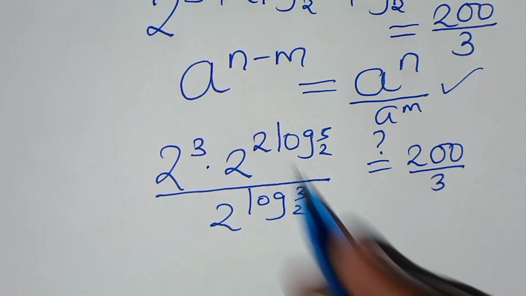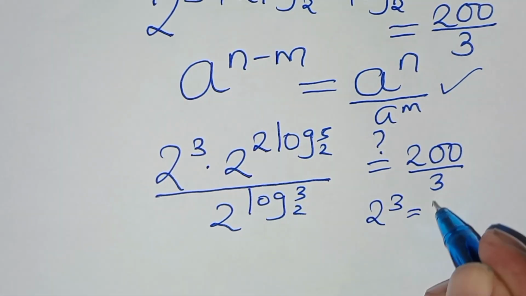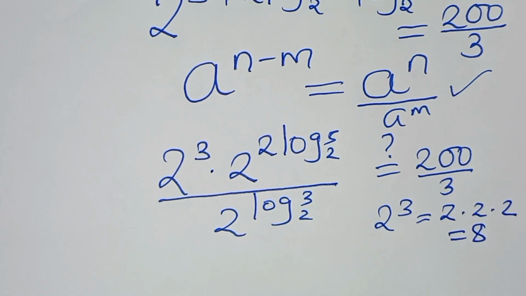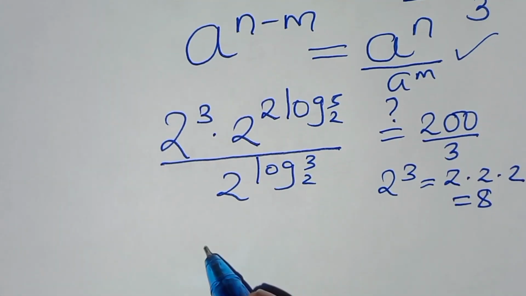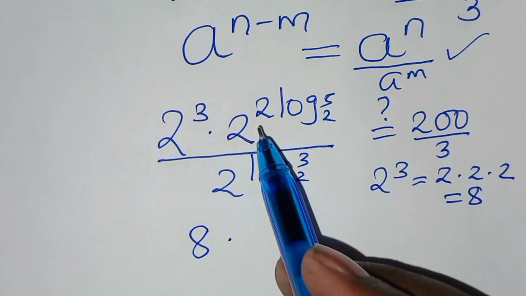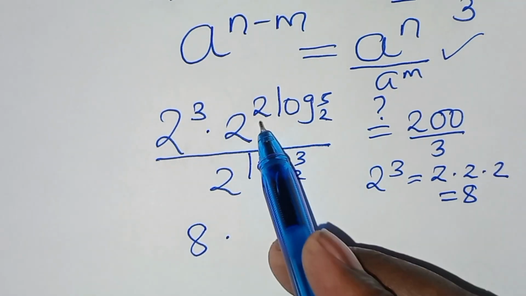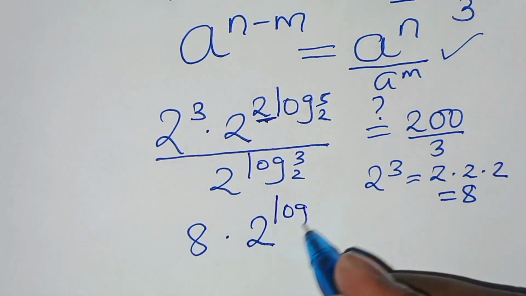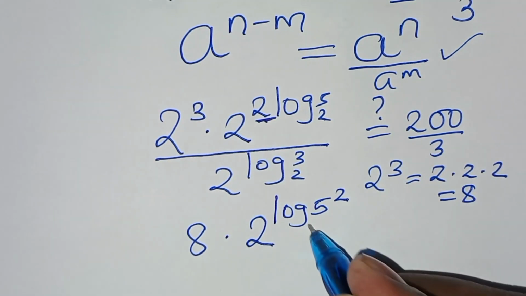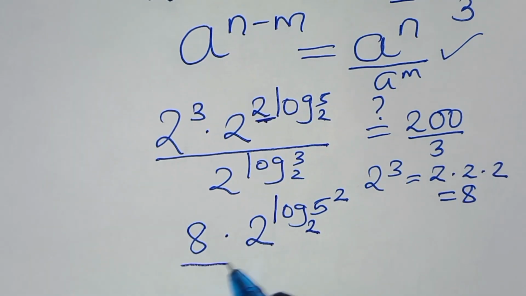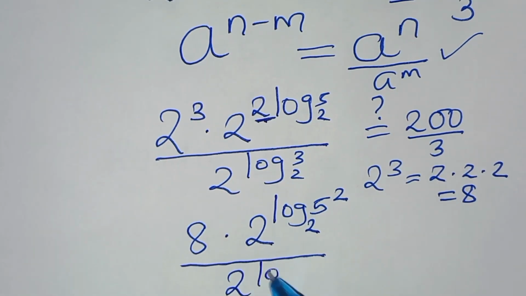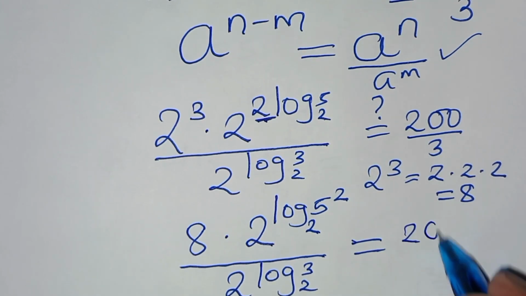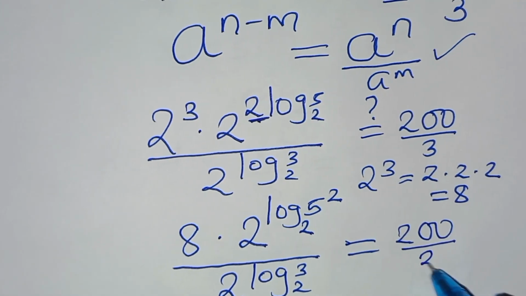So here 2 to power 3, this is the same thing as 2 times 2 times 2, and this is equal to 8. So here we have 8 times 2 to power 2 log 5 to base 2. This is the power, so we can express this as 2 to power log 5 squared to base 2 divided by 2 to power log 3 to base 2. This is supposed to give us a value of 200 over 3.